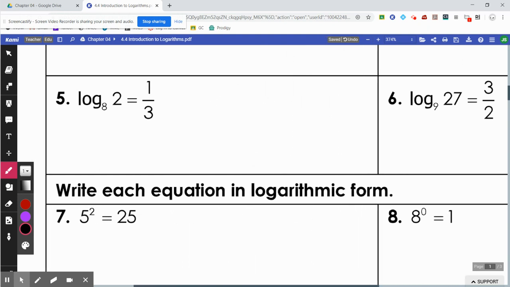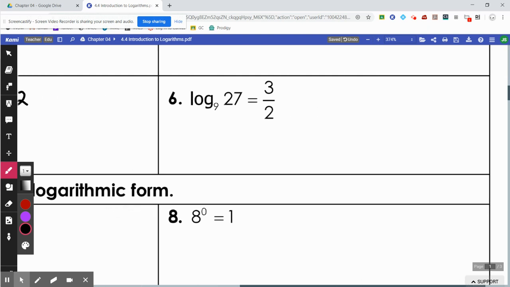Number 5, the base raised to this power, or 8 to the 1/3 power, is equal to the argument 2. And again, if you don't remember, that's actually the cube root of 8, which does equal 2. And the next, number 6, 9 is the base of your logarithm. It's also going to be the base of your exponent, raised to this power is equal to 27. And just as a reminder, that would be the square root of 9 to the third, which does equal 27.